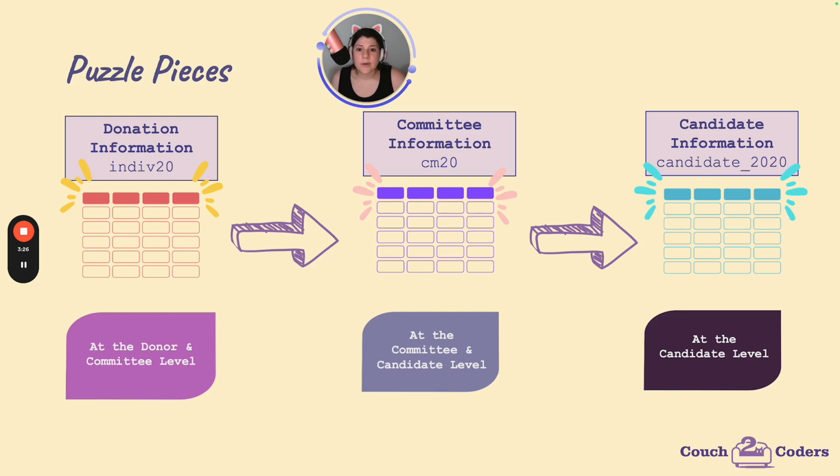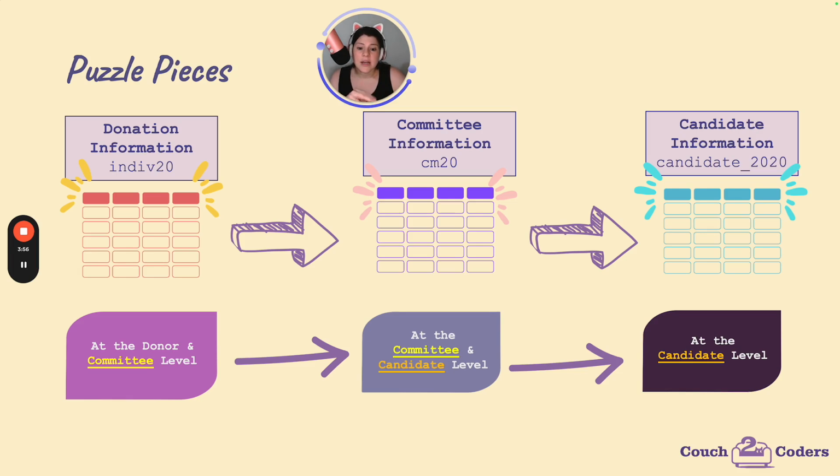Looking at this, when we're coming in with our SQL minds and thinking about joins, what we want to know is how do these three different tables relate to each other? And if we look at the level of each table, you'll notice something. From the individual table to committee, we see that they both are at the committee level. So when we're thinking about how these two tables relate, it's because they join on the committees. Likewise, looking at committees to candidates, we see that they both have the candidate level. So that's how those two tables are connected.